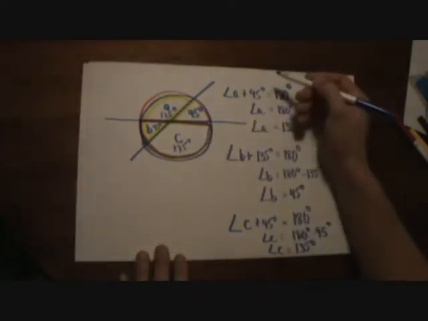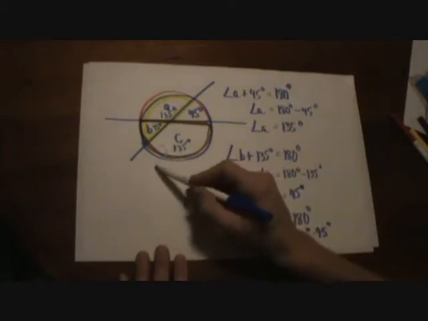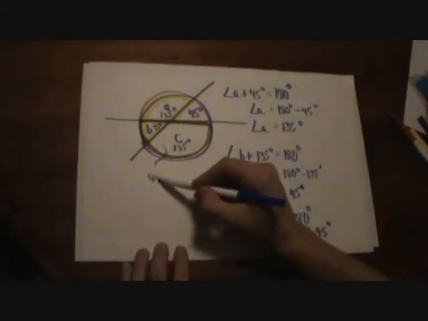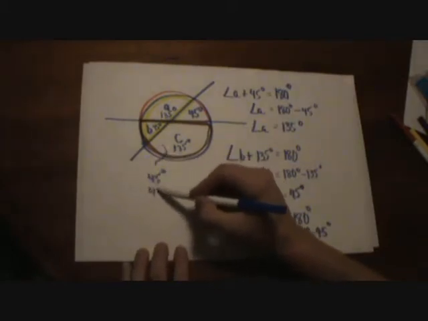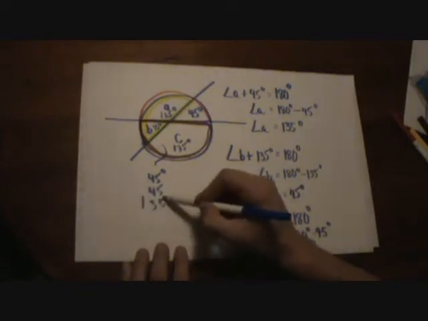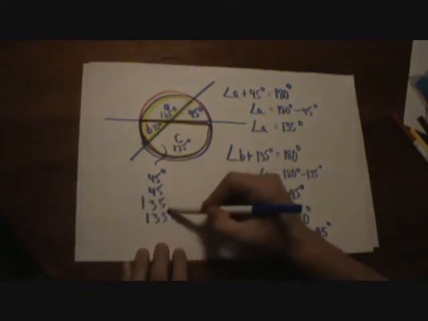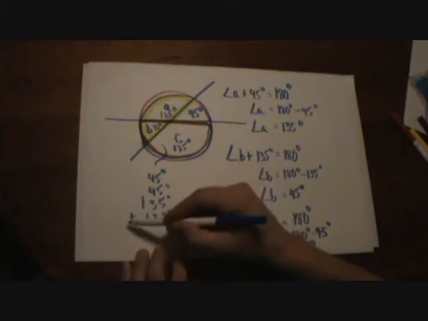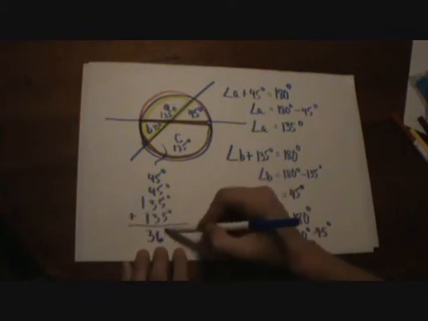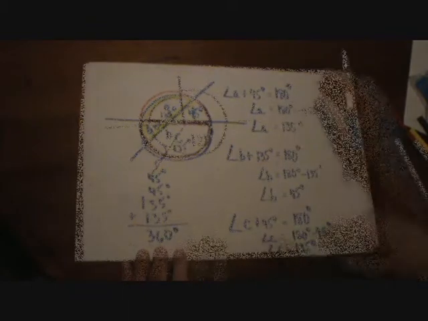How can I check to make sure I'm right? Well, the whole thing has to be worth 360 degrees. So what I'm going to do now is add up all my angles. So I got two 45s, two 135s. When I add all those things together, I get 360 degrees. Let's try a different question.